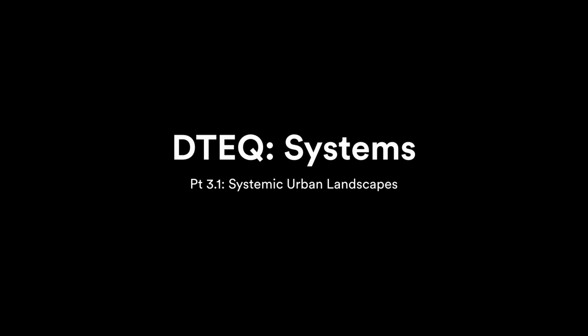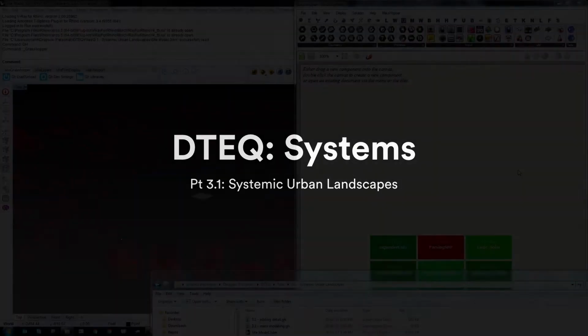Part 3 of this tutorial series will cover rule-based modeling in more depth. First, we'll look at how to model an urban district all at once, driven by attractors and randomness.